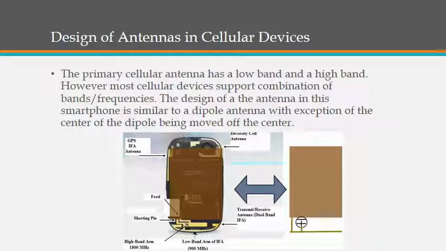So it operates... but the majority of cell phone devices actually cover many bands of frequencies, so the combination of them. And as you can see in this picture, the primary cellular antenna is actually covering a lot of the surface behind the phone, and that is done on purpose to make the antenna more efficient. It's basically a similar design to a dipole antenna, but as you can see, the center is moved towards one side.